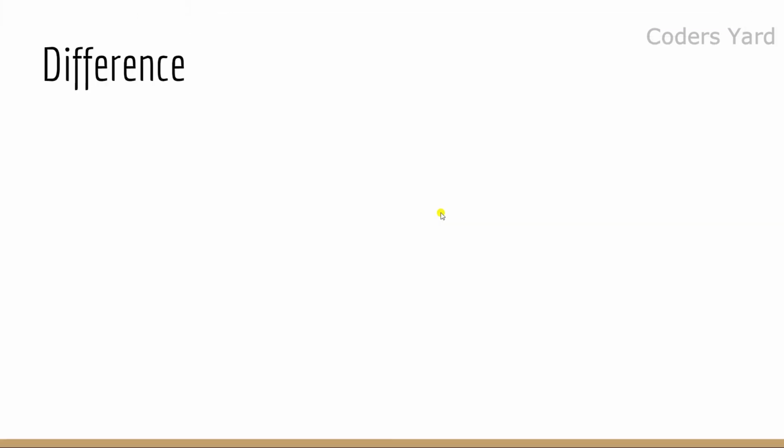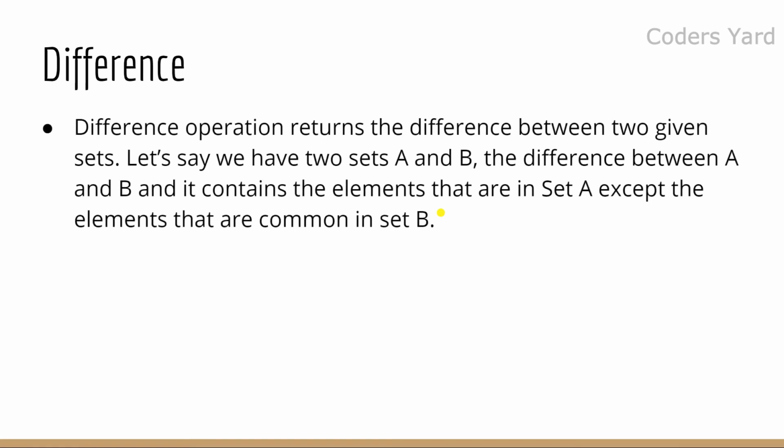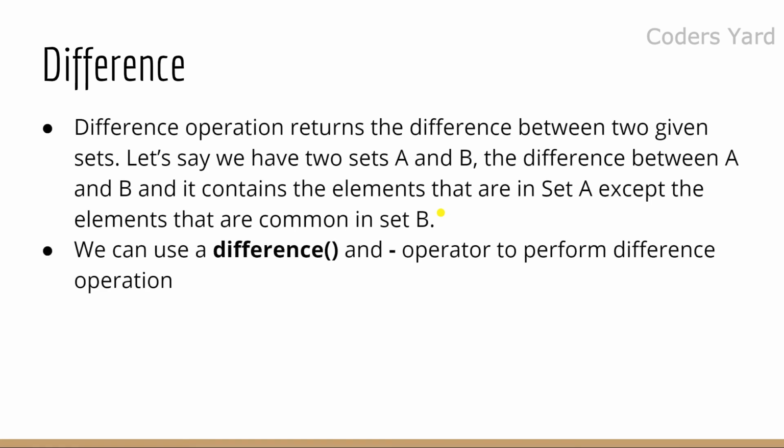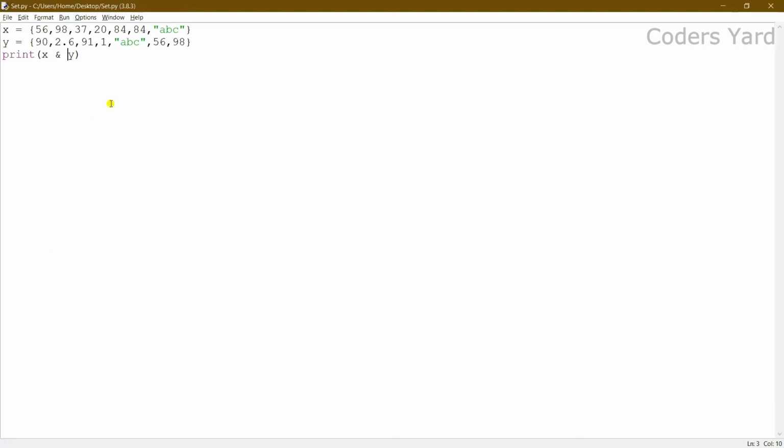The difference function is it will print all the elements in one set except those common elements. You can use a minus operator and the difference method to perform this operation. So let me tell you with an example. So now let us perform this difference operation using a minus operator. So x minus y, this will print all the elements in the set x except those common elements that are present in the set y. So let me run the script.